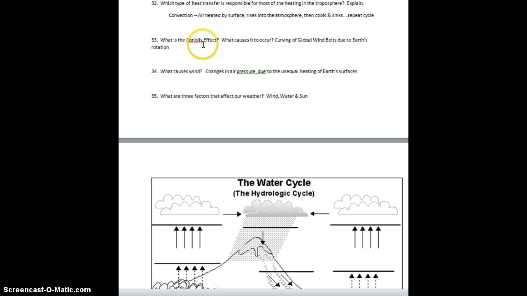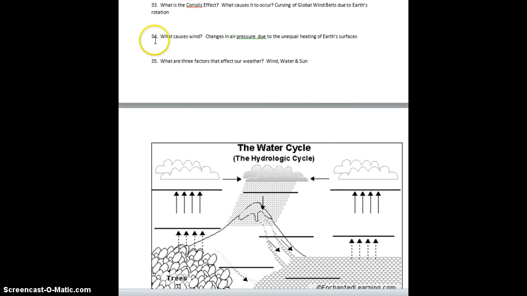Number 33, the Coriolis effect. And what causes it to occur? That's the curving of global wind belts due to Earth's rotation. Number 34, what causes wind? Well, it's the changes in air pressure due to the unequal heating of Earth's surfaces. And then again, the three factors that affect our weather: wind, water, and sun.